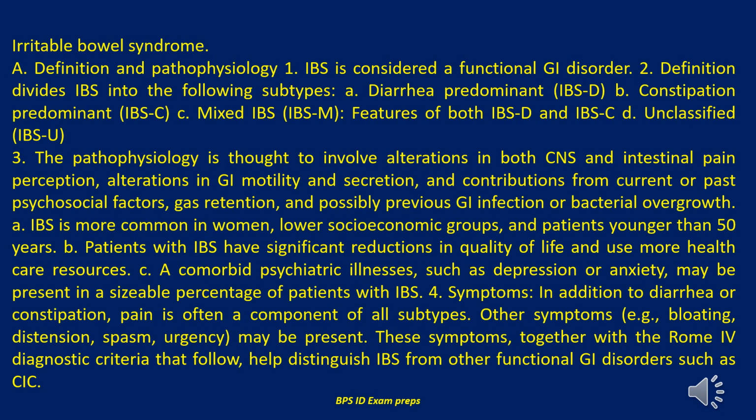2. The definition divides IBS into the following subtypes: A. Diarrhea predominant IBS, abbreviated as IBS-D. B. Constipation predominant, abbreviated as IBS-C. C. Mixed IBS, abbreviated as IBS-M, features of both IBS-D and IBS-C, and unclassified IBS-U.